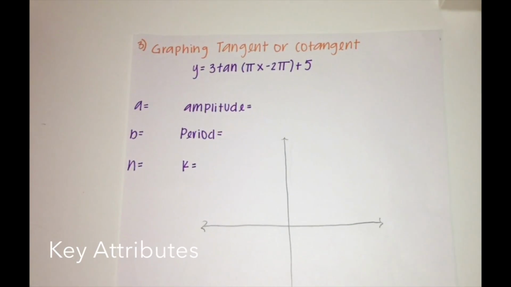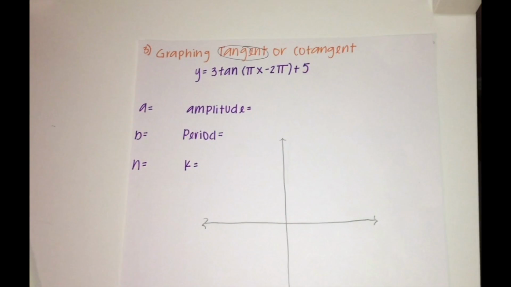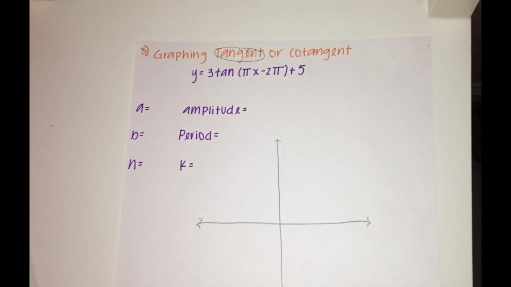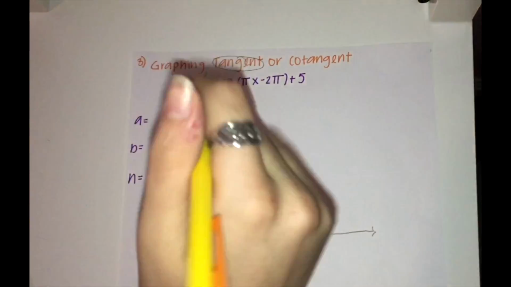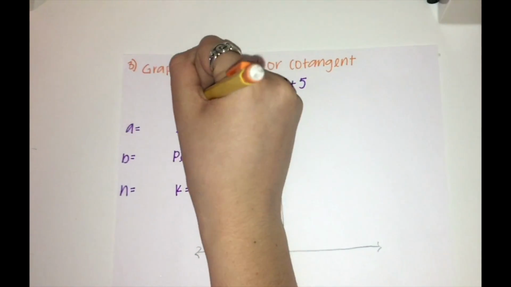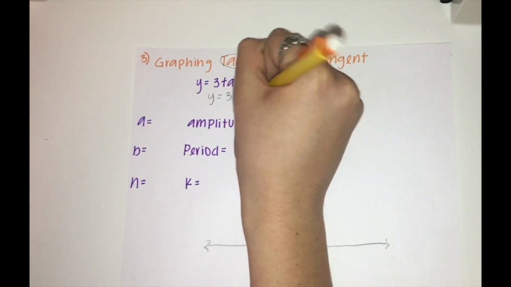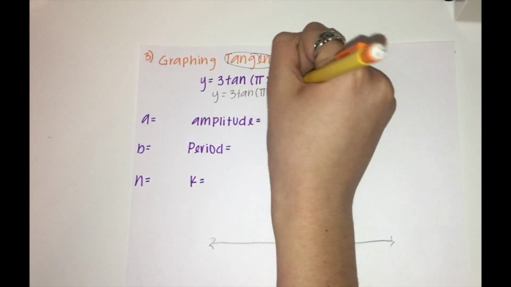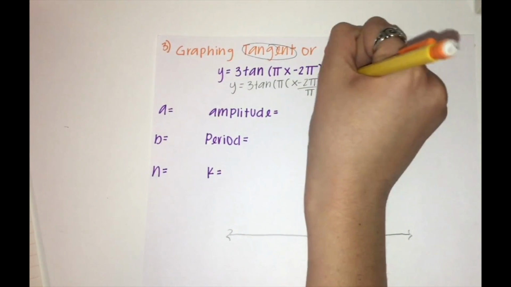Alright, so we're going to graph a tangent graph. Our equation is y equals 3 tan times pi x minus 2 pi plus 5. So what we're going to do is rewrite it, taking the pi out. So y equals 3 tan times pi times x minus 2 pi over pi plus 5.